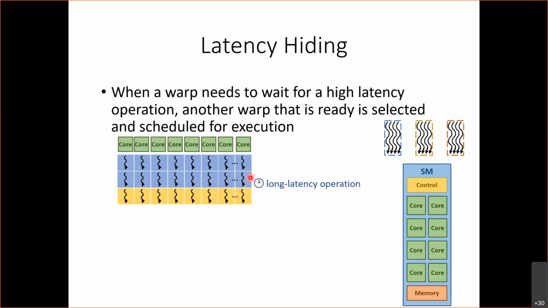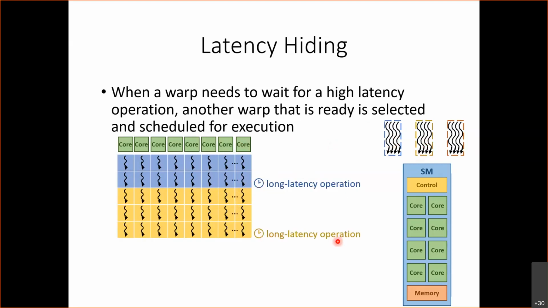So in this case, I take out this warp, and I bring in this warp. And I'll keep executing this warp until maybe it encounters a long latency operation. And when that happens, I'm going to take out this warp and find if another warp is ready. Maybe this warp is ready, and so I bring in this other warp. And then maybe this warp finds a long latency operation, so I'm going to remove this warp.